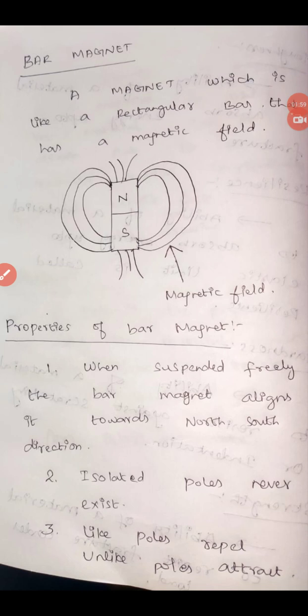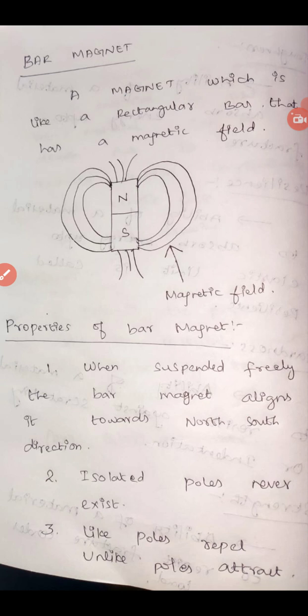Let me go through the properties of a bar magnet. First, the bar magnet suspended freely. For example, you have a small bar magnet. If you suspend the bar magnet freely, what will happen? The bar magnet tends to align itself in the north-south direction. And the next important thing is, isolated poles never exist.